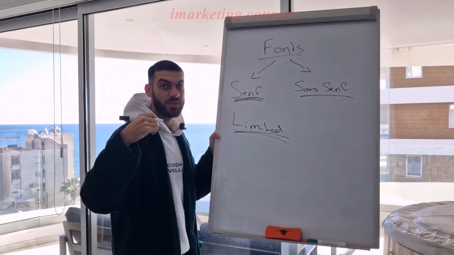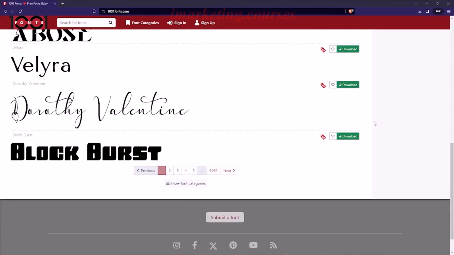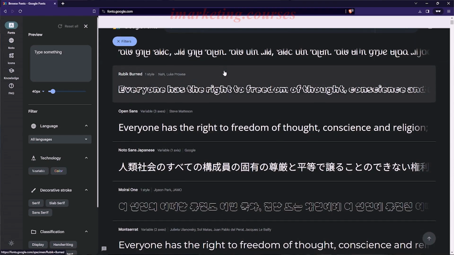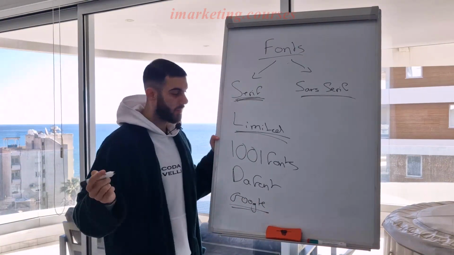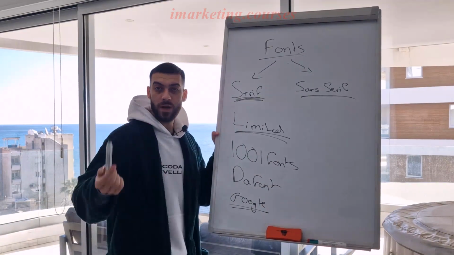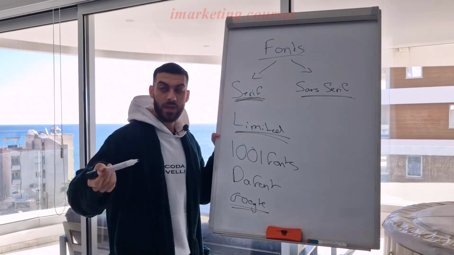So what I like to do is I like to go on websites where you can download fonts for free. You can go on 1001 Fonts. You can go on DAFont. You can go on Google Fonts. There's a bunch of them online. If you just type in free fonts online, then you're going to find a bunch of websites where you can download fonts for free. All you have to do is find the font that you want, select it, download it, install it on your computer, and then you're going to have the font.